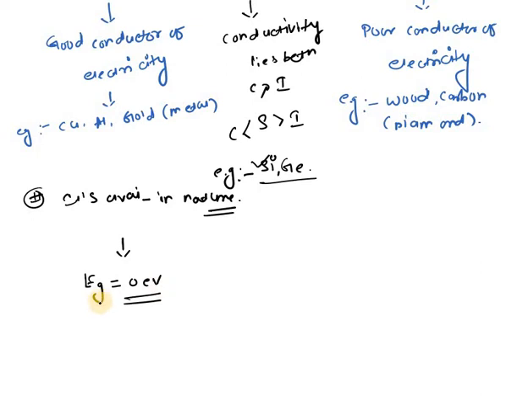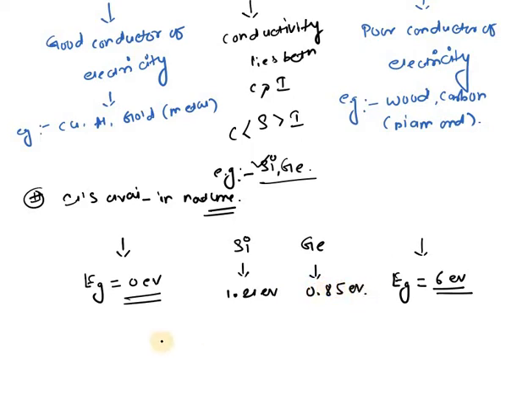Now, what is energy gap? That we'll discuss in the next lecture. But for this particular lecture, we have to remember the energy gap is zero electron volt. As far as the insulator is considered, the energy gap typically will be 6 electron volt. And for semiconductors, as we have two different materials, silicon and germanium, their energy gaps are again different. Typically, for silicon we have 1.21 electron volt, and for germanium we have 0.85 electron volt.